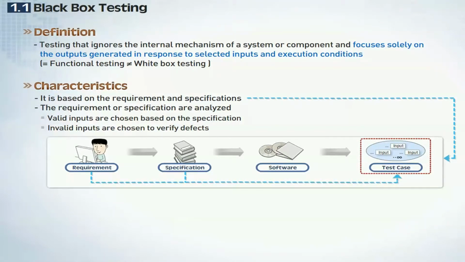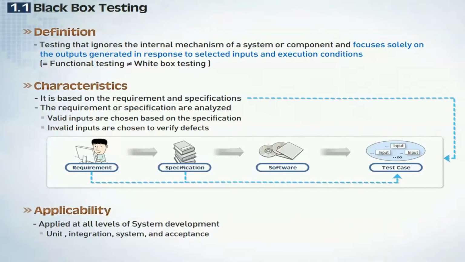In order to check if system function works properly, select effective input specified in the requirement or specification. Also, you can select ineffective inputs to check if system properly responds to unprocessable inputs as well. Black box testing can be applied to where requirement or specification exist, such as unit, integration, system, and acceptance testing.